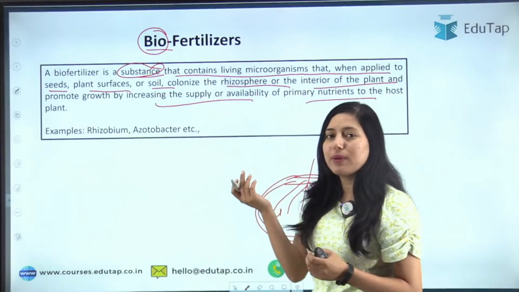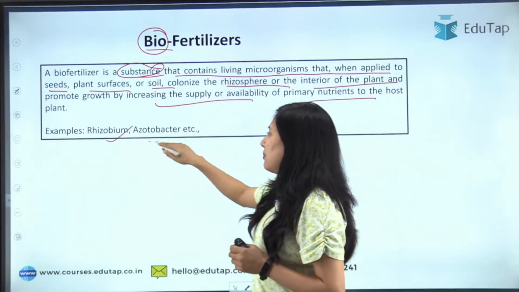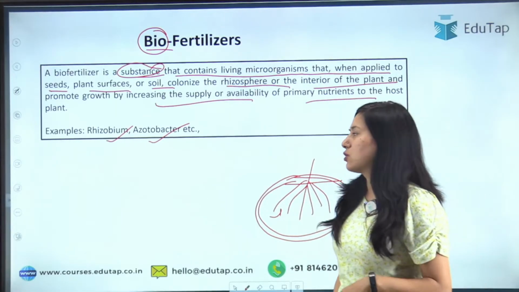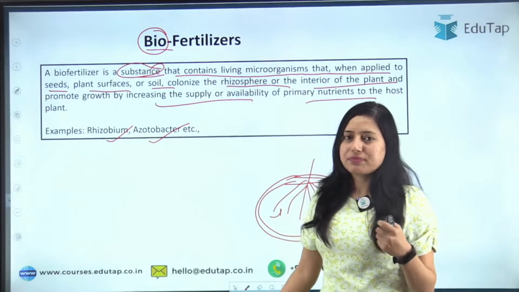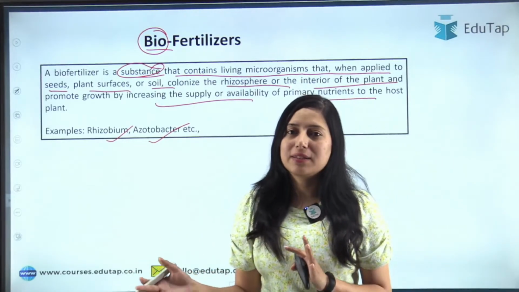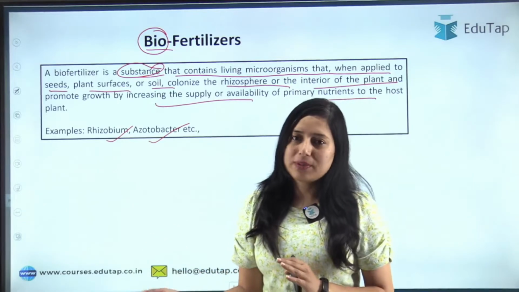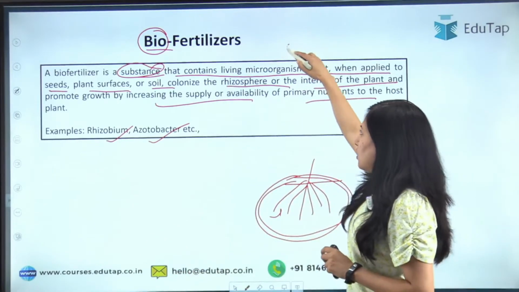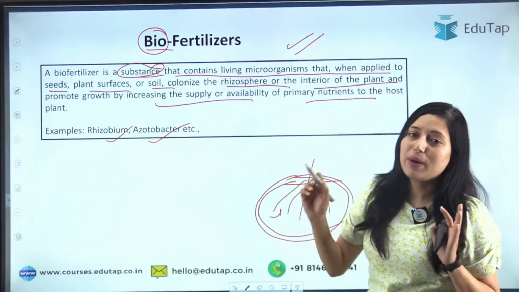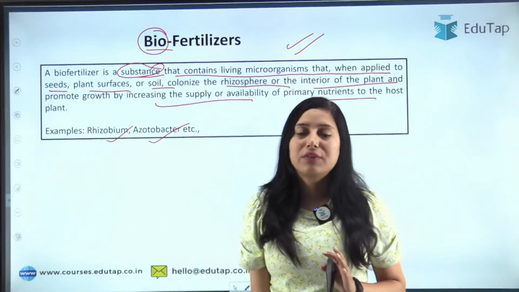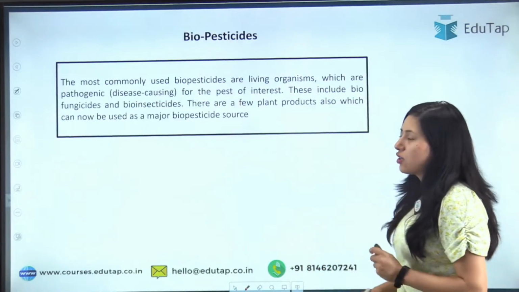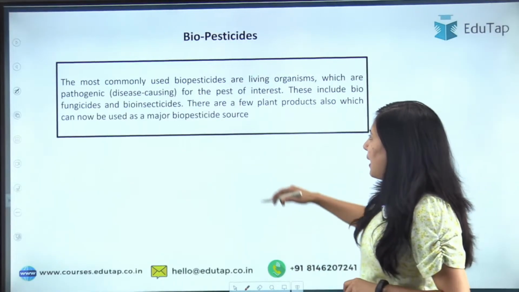So examples of biofertilizer are Rhizobium, Azotobacter. Okay, there are other examples also like Azospirillum. Then there is BGA, Azolla. So many kinds of biofertilizer are being used for different crops. Clear? So you have to know what is biofertilizer. You have to know the examples as well as what kind of biofertilizer is being used for which crop. Clear? Chalo. So that was regarding biofertilizer, the other component. And next we have is biopesticide.